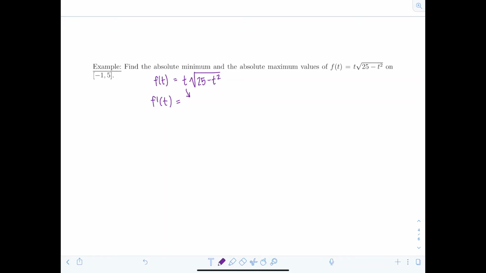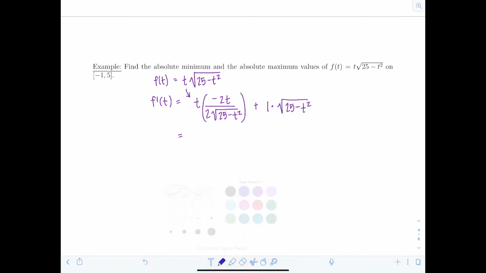So I'll just bring down t, leave that alone. Now I'm going to take the derivative of the square root of 25 minus t squared. So we know we're going to have 2 rad 25 minus t squared in the denominator times a -2t in the numerator, right? Plus, now I take the derivative of t, which is just 1, and then I have square root 25 minus t squared left alone.